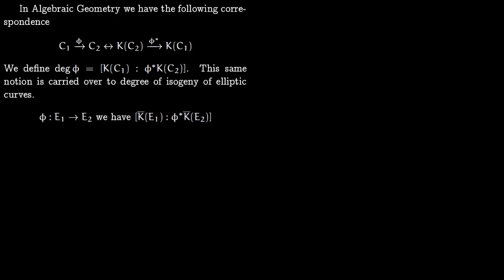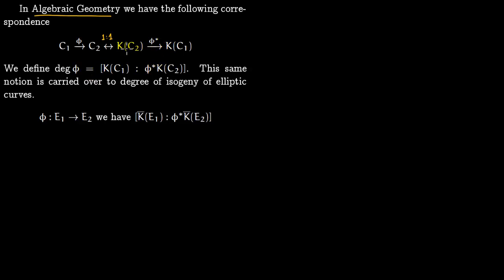In this lecture, we want to talk about degree of isogeny from the perspective of algebraic geometry. In algebraic geometry, we have the following correspondence. You have a rational map from one curve to another, and this induces a one-to-one correspondence, giving us a contravariant map from the function field of C2 to the function field of curve 1. We have discussed many such examples in our lectures on algebraic geometry.